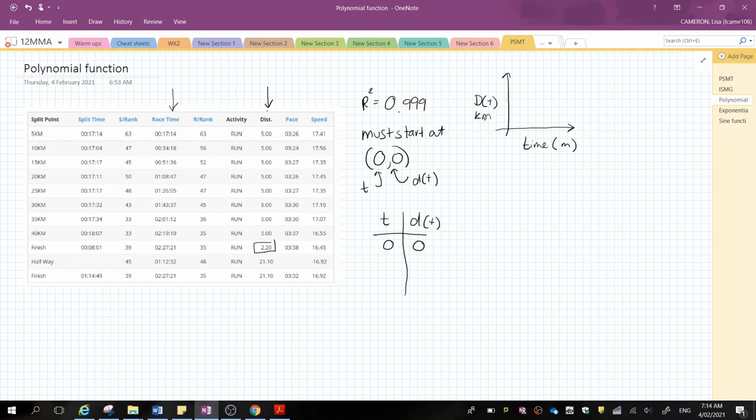Our next one is going to be when our distance goes up to 5 kilometers. So when our distance is 5 kilometers, the time it takes us is 17 minutes. But this is in seconds. Now, if I just put that into Desmos as 14, it's going to think of that as being 14 out of 100 because it's looking at it as a normal number, not as time. So we need to convert this into the fraction of the minute that it is. So to do that, I'm going to take the seconds, 14, and divide it by 60.